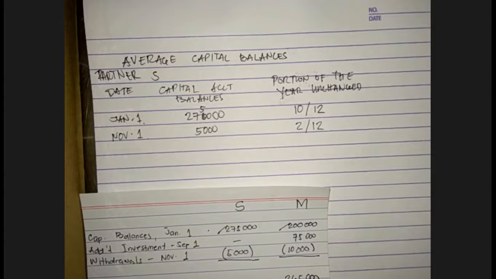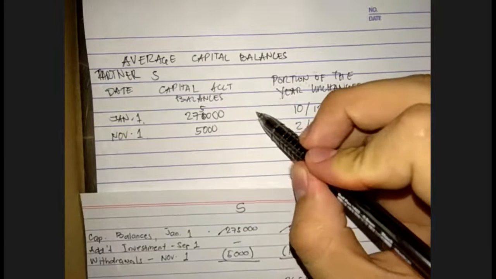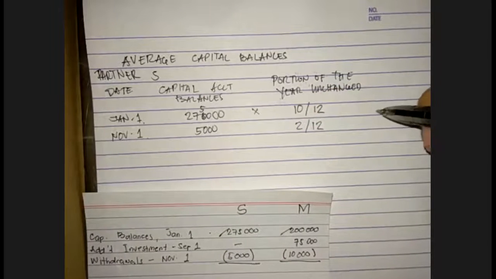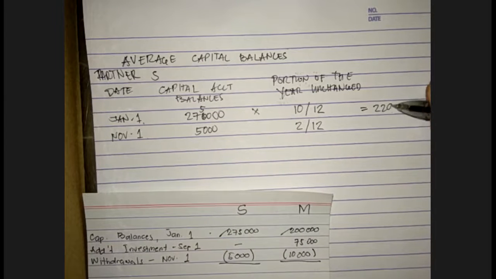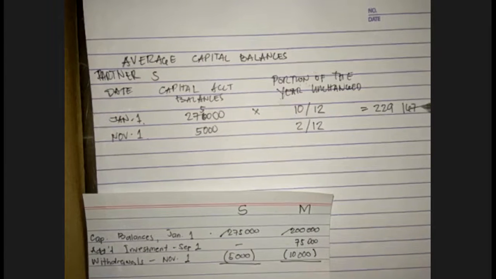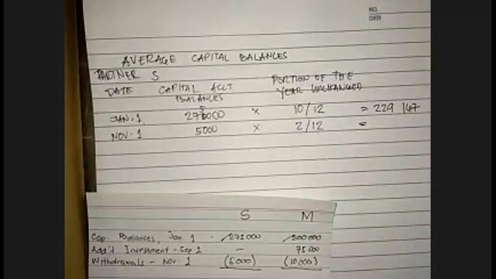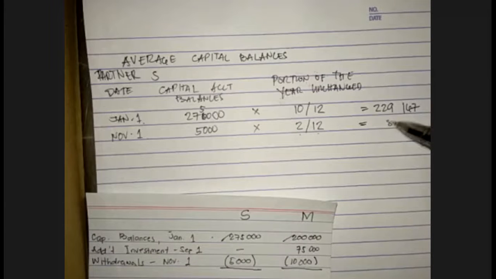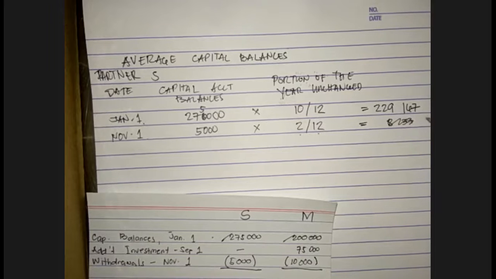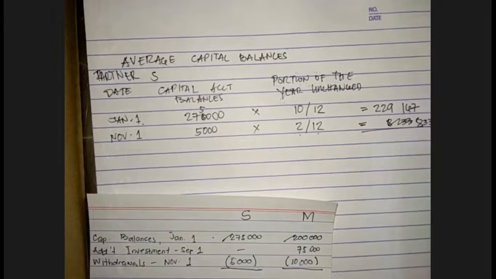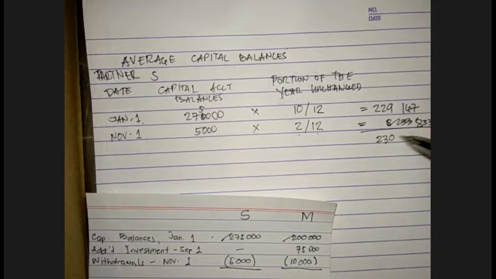And i-compute natin yan. 275,000 multiply ng 10 divided by 12 is equal to 229,167. And 500,000 multiply mo ng 2 over 12 is equal to 833. And equal to 230,000.